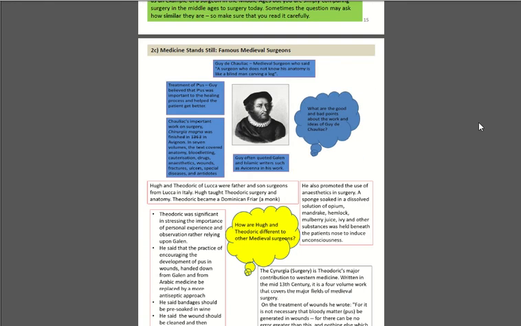Another key surgeon was Guy de Chauliac. He wrote 7 volumes on a wide range of topics such as anatomy, wounds and fractures. He did also make some mistakes though, and he thought that pus was good for healing a wound and you should leave it.